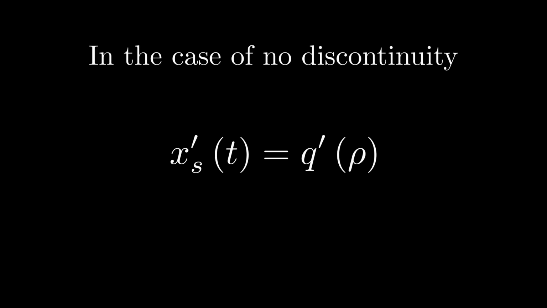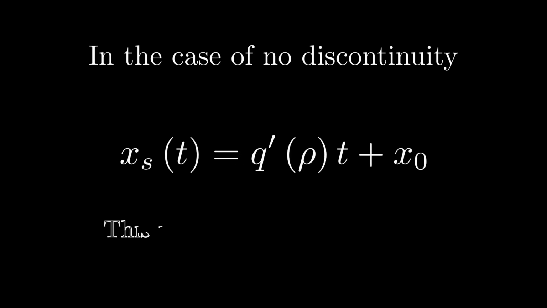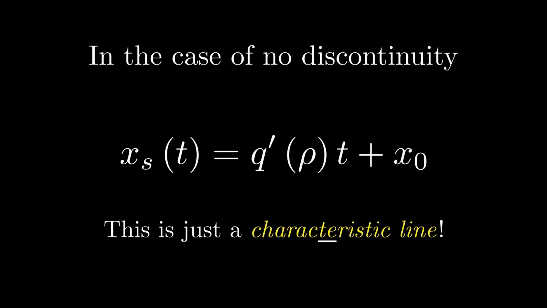Notice that if there is no discontinuity in the density function rho, then there is no discontinuity in Q either. This turns the Rankine-Hugoniot condition to just the ordinary derivative of Q with respect to rho, and so the velocity of the shock is just Q prime of rho. Integrating with respect to t, we get the shock position visibly matching the form of a characteristic line. Here x0 is just some constant. So the shock condition in case of no discontinuity just corresponds to a characteristic. This resonance with the continuous case should give us confidence that this is an appropriate generalization.